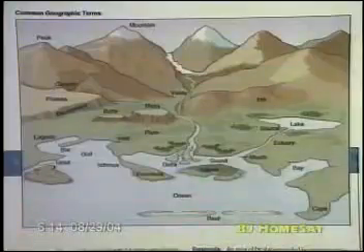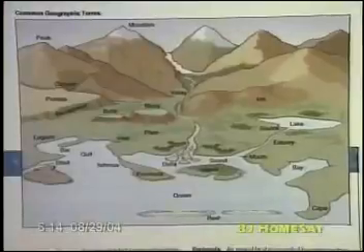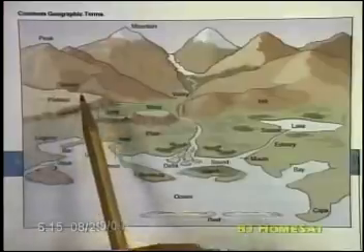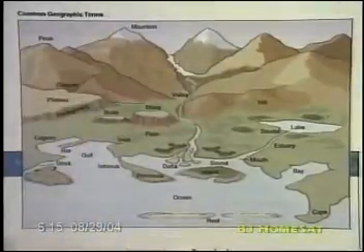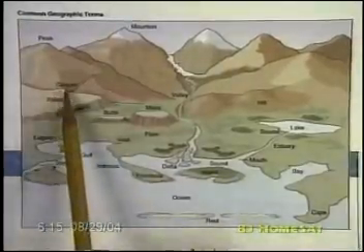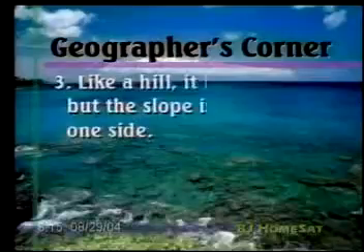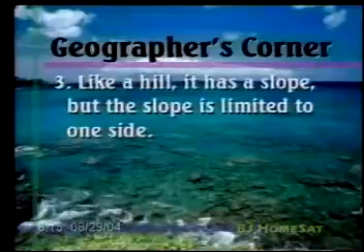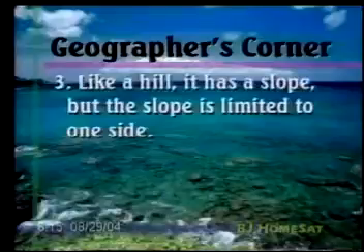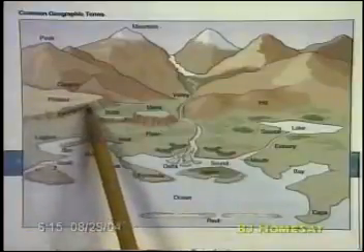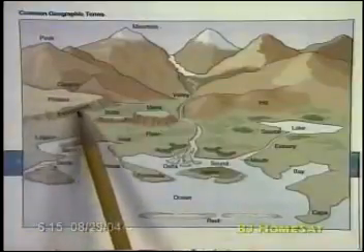All right, and here you can see, not as well on the diagram on this one. Okay, there's the canyon, but if you listen to the definition and if you glanced over the terms, you could probably figure that that would be a canyon. All right, like a hill, it has a slope, but the slope is limited to one side. Okay, from your diagram, that one's pretty quick to see. It is an escarpment. Escarpment right here.